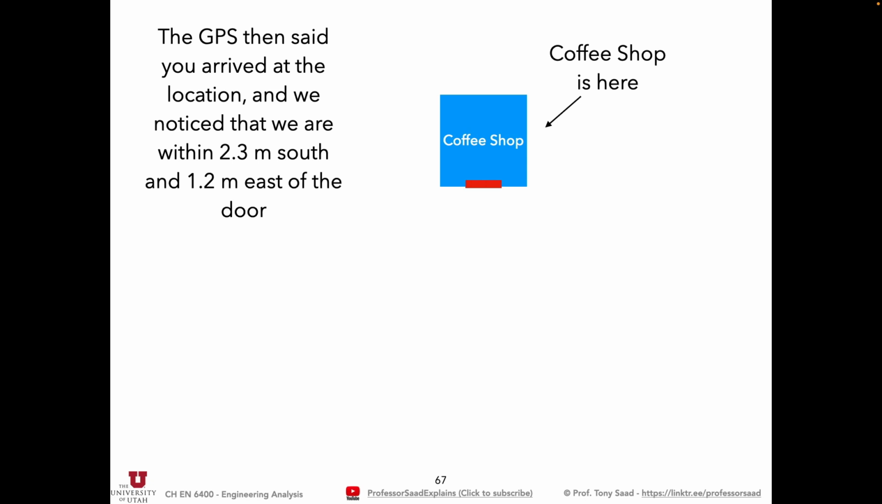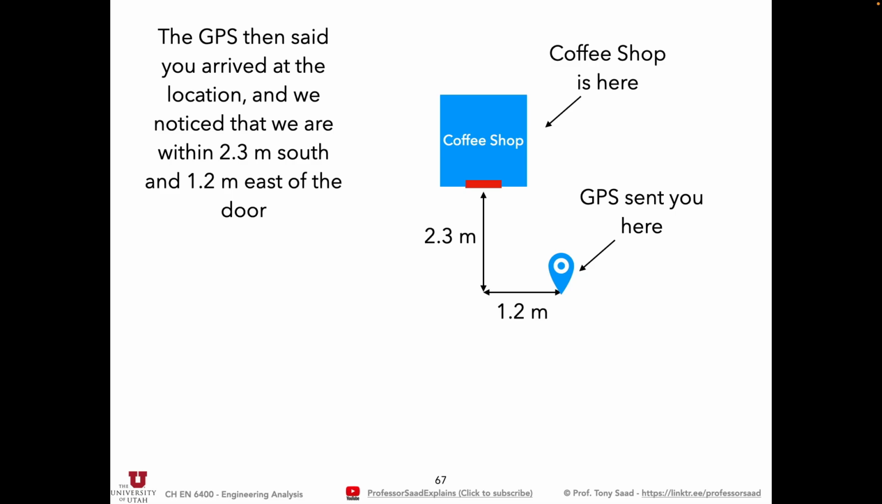Now, if you're doing precision targeting, a 1 meter error is a big deal, right? So you want to hit the target 100% with minimal error. So suppose that the GPS gets you over here, and you're saying, okay, I get to the coffee shop if the GPS gets me right here at that door. But the GPS puts you here. And you are, let's say, 2.3 meters south and 1.2 meters east from the door.